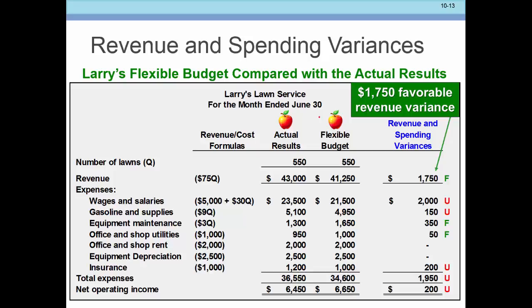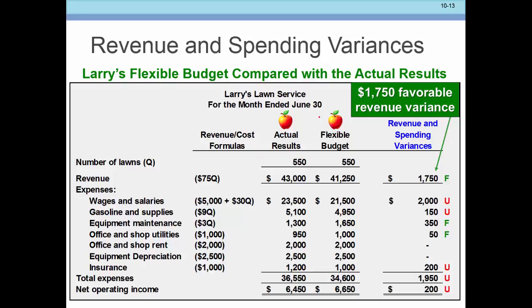Our budgeted price per lawn is 75, and for 550 lawns, our revenue should have been what? 41,250, right? You see how this is a flexible budget? So this is doing the same thing we just did up here on the board, but we're doing it now in a nice, easy to understand format, right? Sort of financial presentation format here.